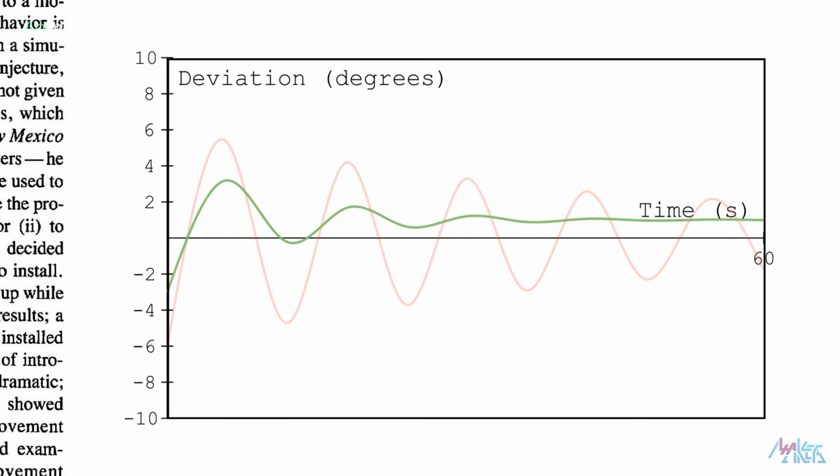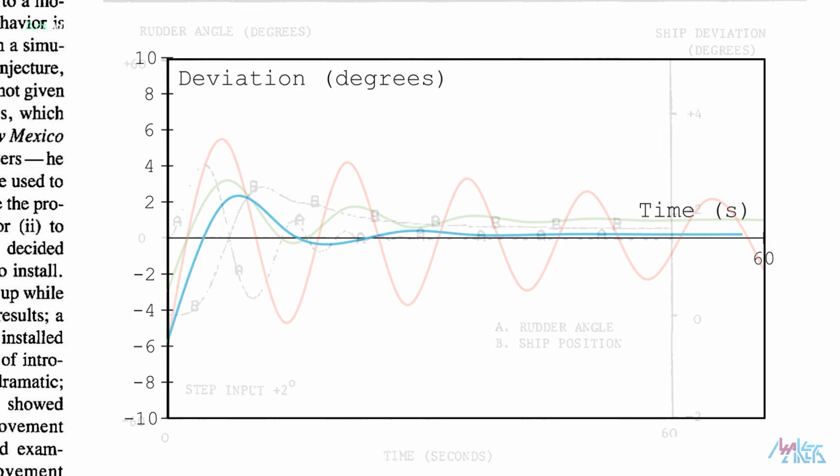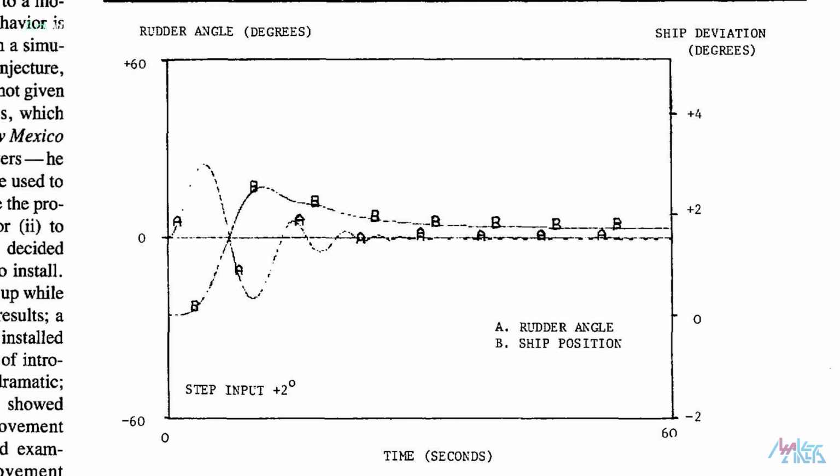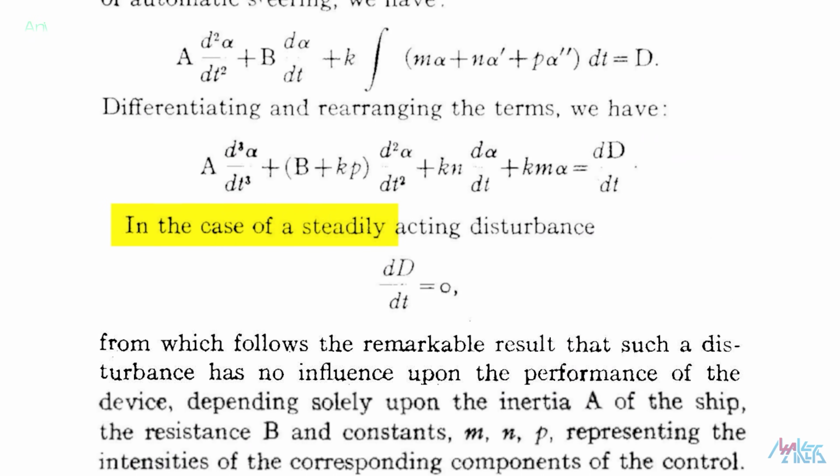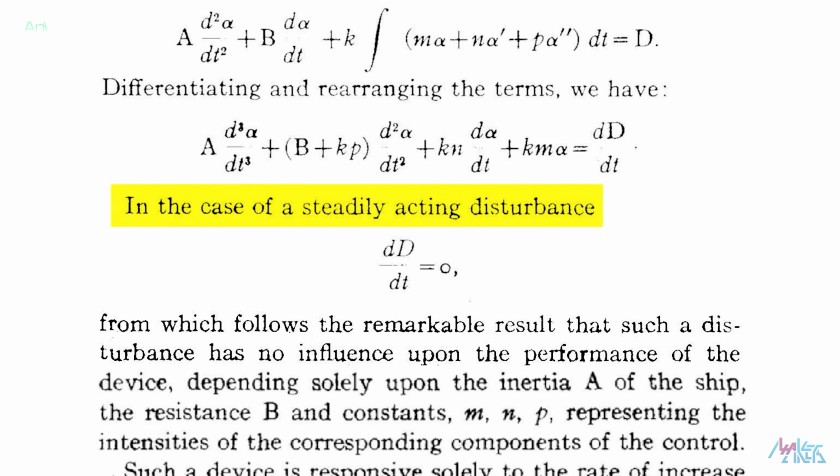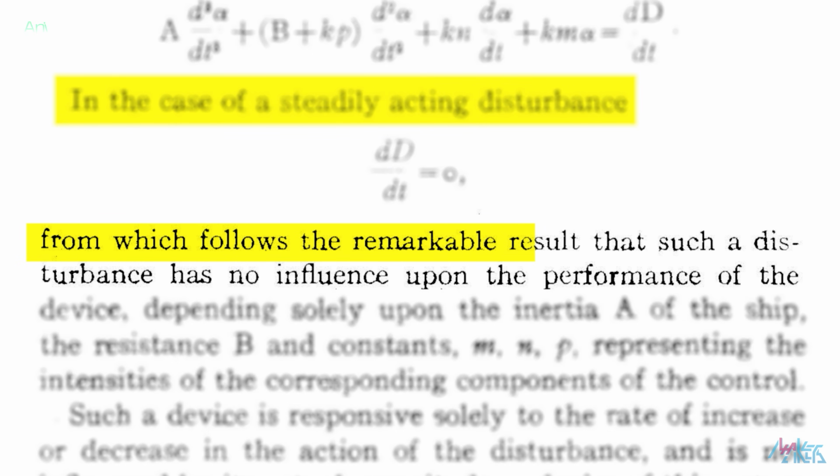However, when the D controller was added, the system reduced the error to just 1/6 of a degree, a performance that surpassed most professional helmsmen. Moreover, when the ship was subjected to environmental disturbances, the PID controller produced, quote, the remarkable result that such a disturbance has no influence upon the performance of the device.